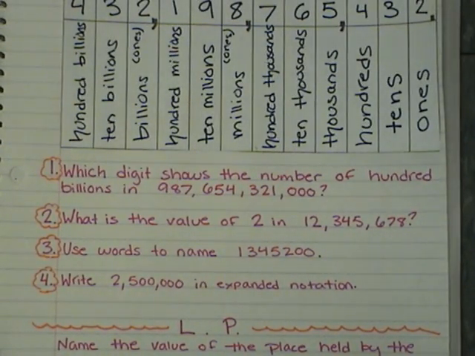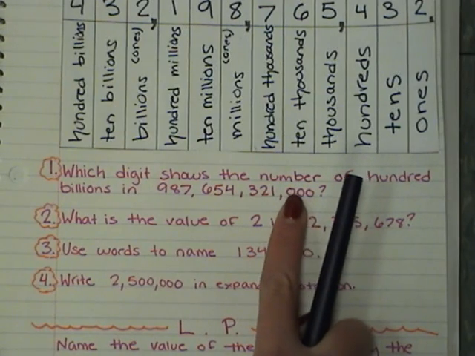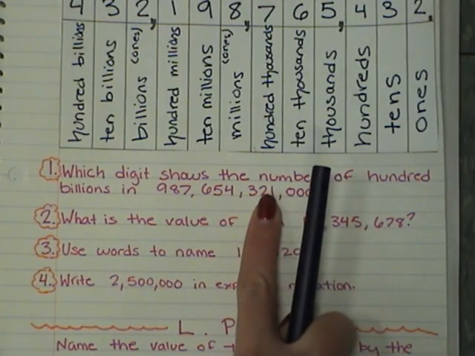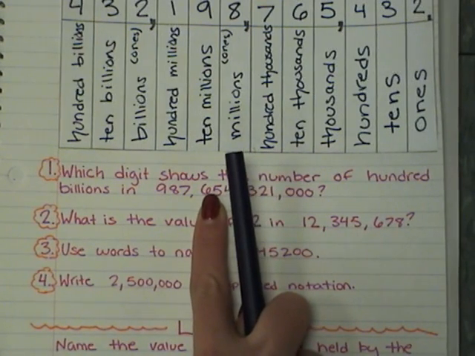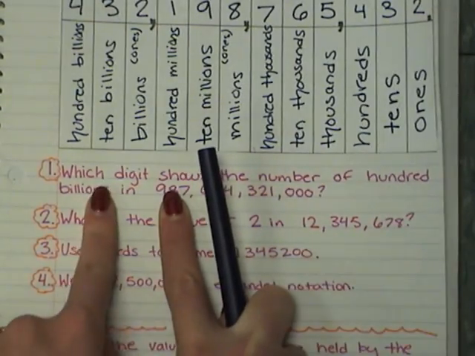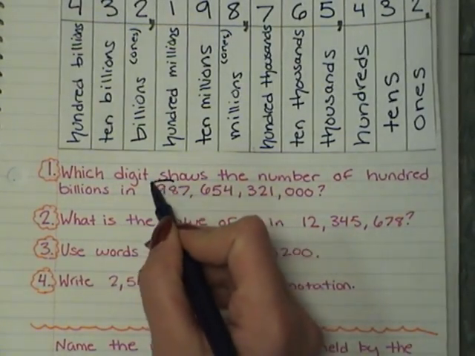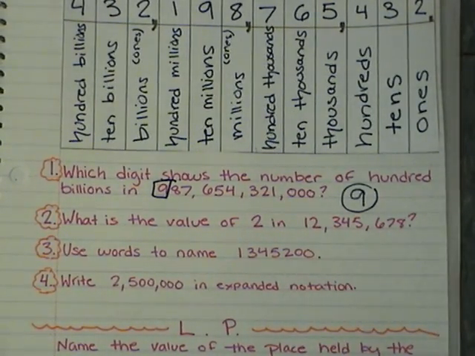All right, the first one says, which digit shows the number of 100 billions in this number? So again, you can look back up and use your chart to help you. So we have our ones, our tens, our hundreds, our thousands, our 10,000s, our 100,000s, our millions, 10 millions, 100 millions, our billions, 10 billions, and then what do we want? Our 100 billions. So what digit? Our 9. That would be our answer. That digit shows us our 100 billions.